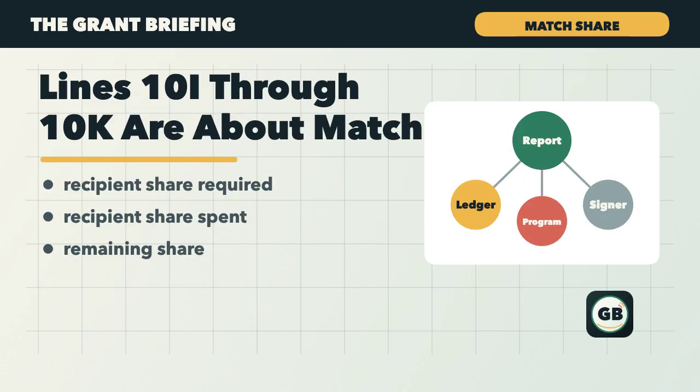If the award has cost share or match, the recipient share lines deserve careful attention. Line 10I is the total recipient share required. Line 10J is the recipient share of expenditures. Line 10K is the remaining recipient share to be provided. This should connect to your match documentation, not memory.